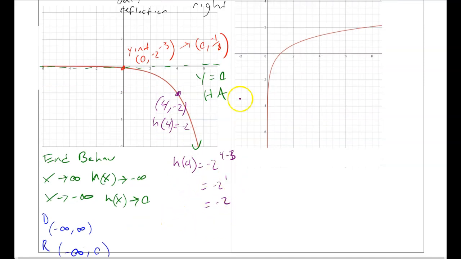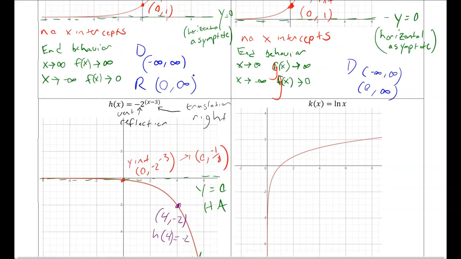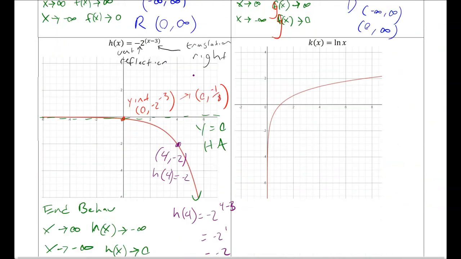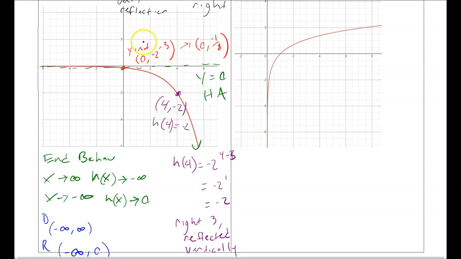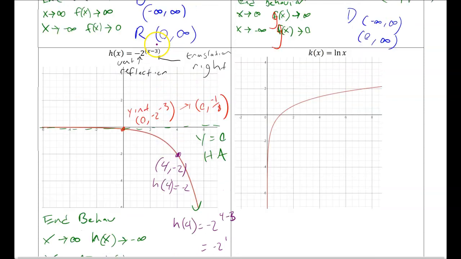And notice what happened, right? So my original point, my key point was 1 comma 2 right here, right? And we shifted it to the right 3 and reflected it down. So that makes a lot of sense. So that's why this point is kind of important, because it gives us sort of a starting place. So we couldn't use the y-intercept, obviously, but this gives us a starting place to consider the transformations that we did.